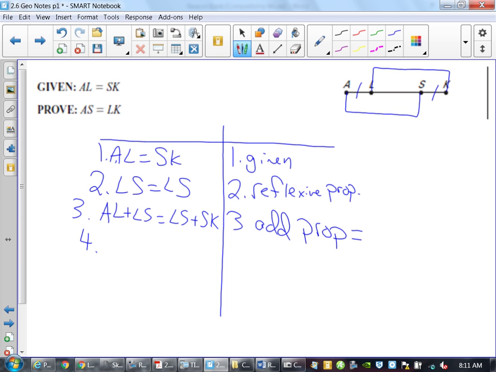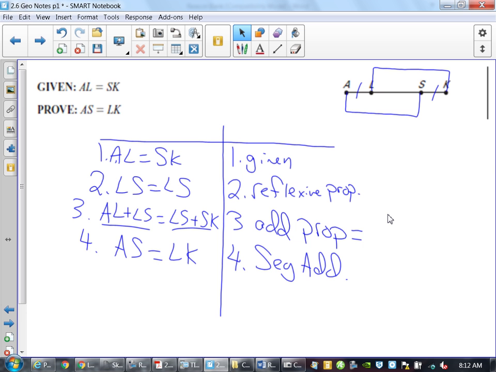What is AL plus LS equal? AS equals. What did you do here and here to show that? Added two segments together to get a different segment. Segment addition. I got ahead of myself on that one.